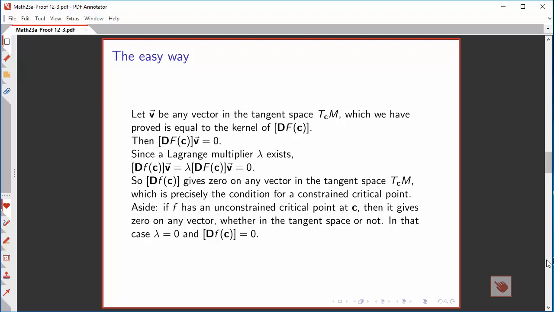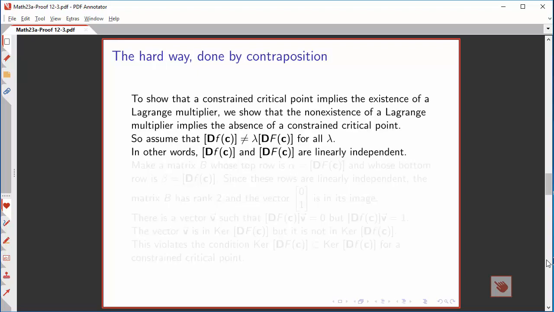That's perfectly consistent with what we proved. In that case, the Lagrange multiplier is equal to 0, and d little f is the 0 Jacobian matrix. That's the condition for an unconstrained critical point. It's because of this possibility that you can't completely reverse the roles of the function that has the critical point and the function that specifies the manifold when you're doing Lagrange multiplier problems.